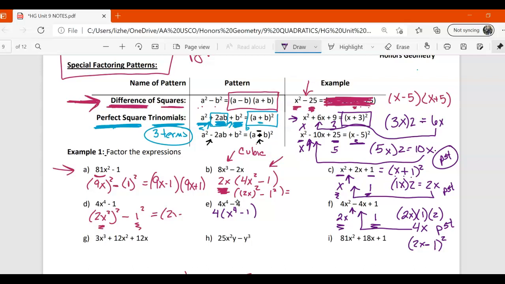So I'm going to say x to the 4th is really x squared squared. And 1, of course, is 1 squared. This is the difference of squares right there. A square minus a square. So it will factor then. I keep that 4, and I have x squared minus 1 and x squared plus 1.